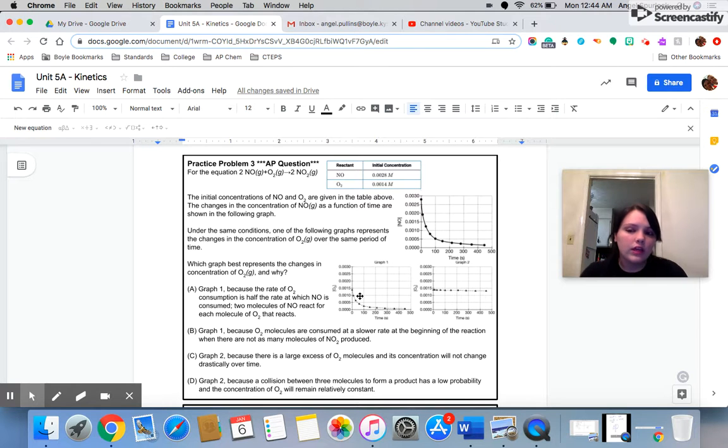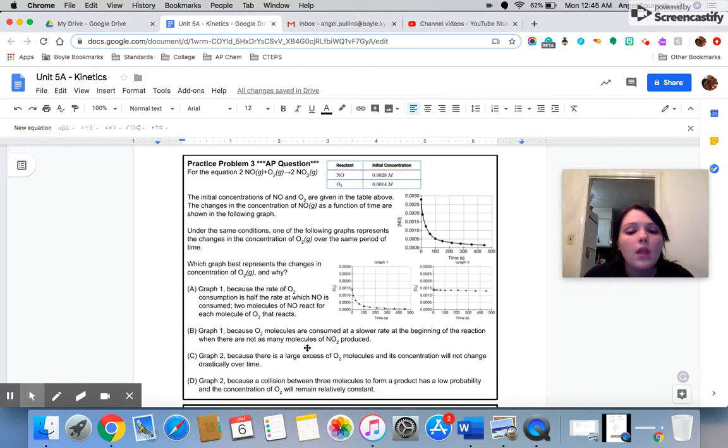Does that fit with our relative rate shown by this balanced equation? And the answer is yes. For every 1 mole of oxygen that's used up, you're going to use up 2 moles of nitrogen monoxide. So the concentration of nitrogen monoxide is going to decrease much faster than the concentration of oxygen will. So A makes sense. Let's double check the other ones just to make sure, okay?